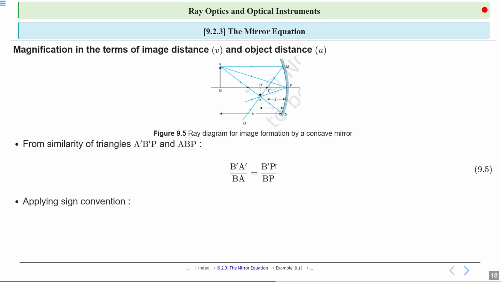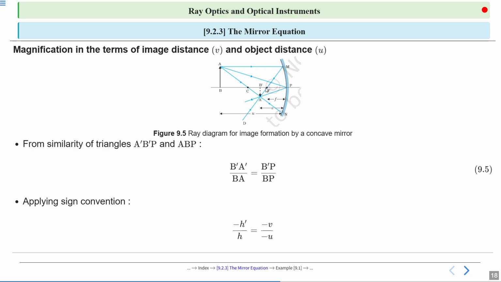So applying sign convention to this equation, you will get minus B'A', it is the height of the image. According to sign conventions, it is formed below the principal axis, so the height of this image will be taken as negative. So minus H' upon the height of this object. Object is above the principal axis, so it will be taken as H, which is equal to B'P.